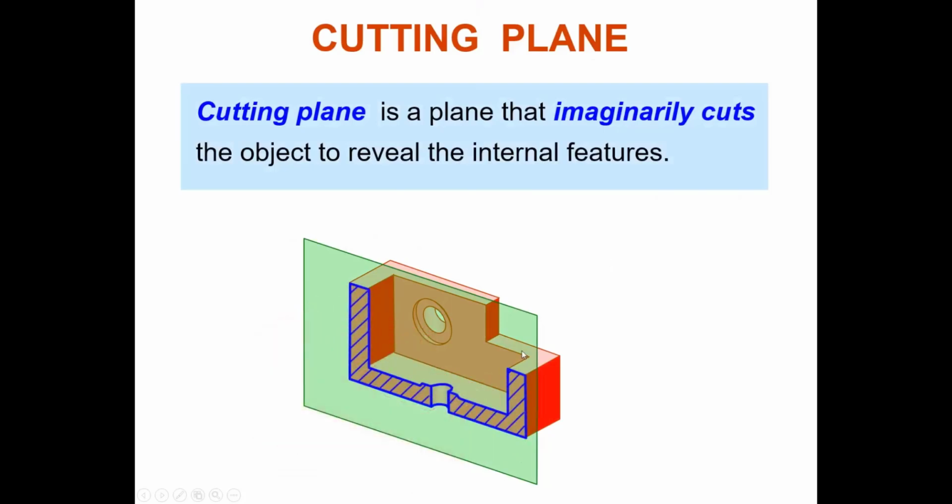We have a lot of types of sectioning, I think about 7 types. You must remember, this question will be asked in your test too: what types of sectioning. You must know about this. Okay, this is a cutting plane, green color, to reveal the internal features. The cutting plane and the section line is the broken line.